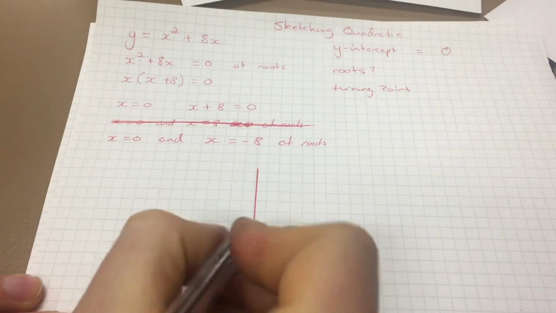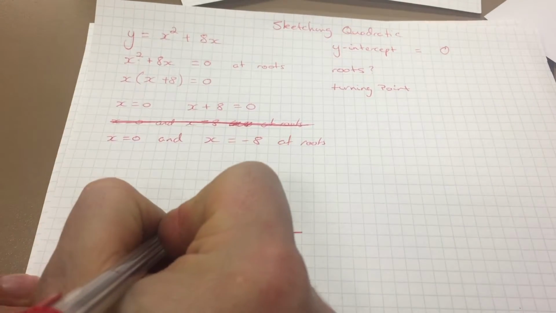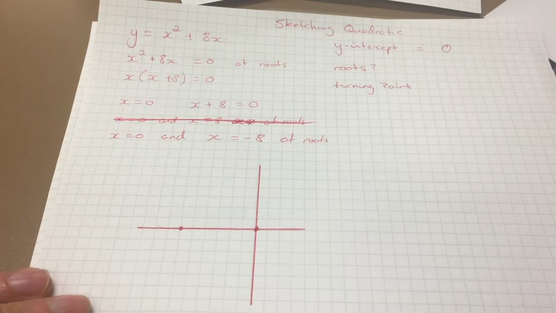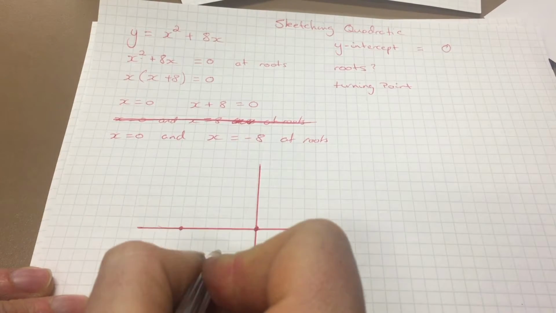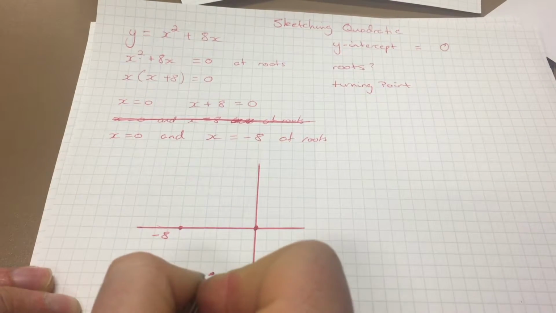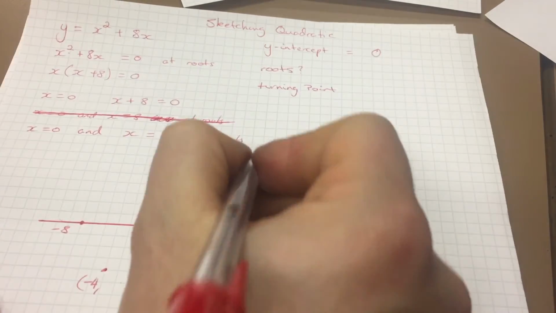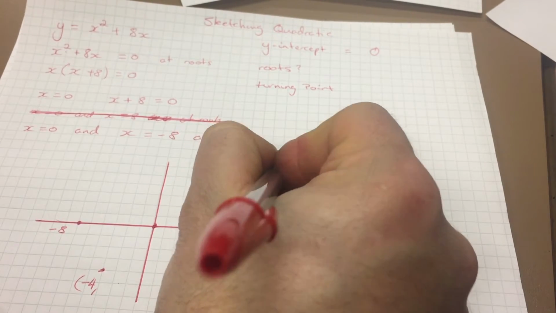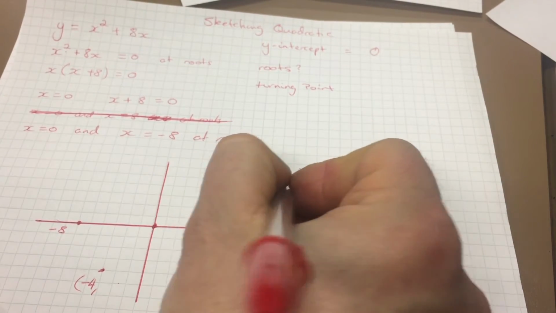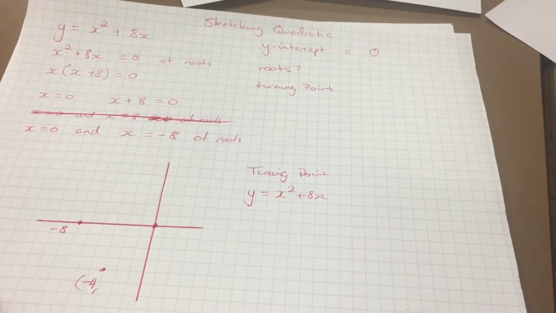One of my roots is through the origin, and the other one is at x equals minus 8. The turning point is through symmetry. The other strategy is completing the square, but through symmetry I can say it's halfway between here and here. So it's going to occur halfway along. The roots are 0 and minus 8, so halfway along is minus 4. To find the turning point, we do y equals x squared plus 8x. We use this equation and we substitute our x-coordinate into it.